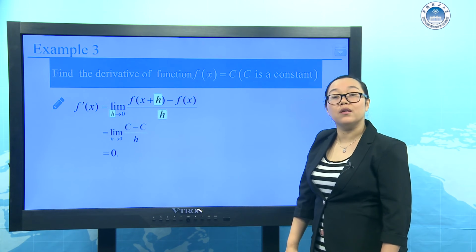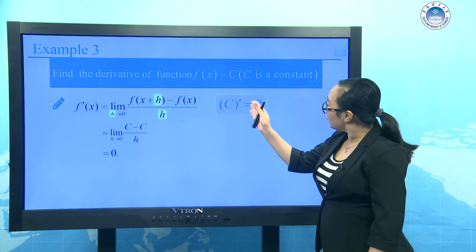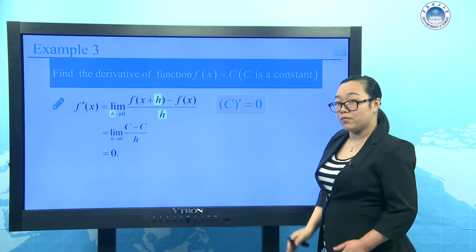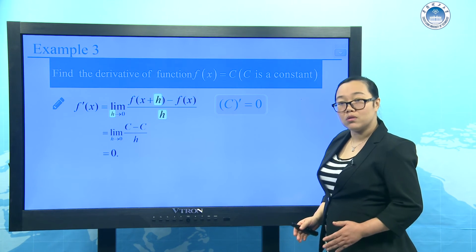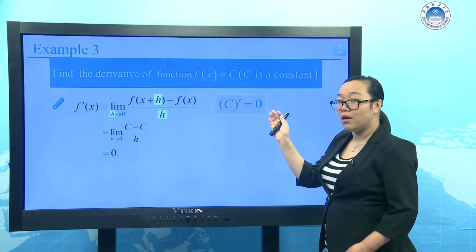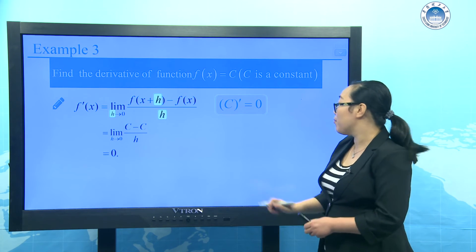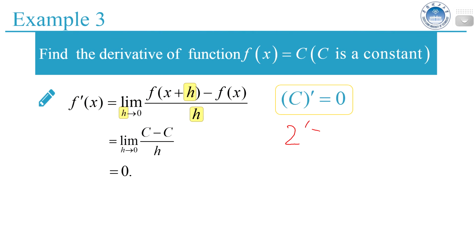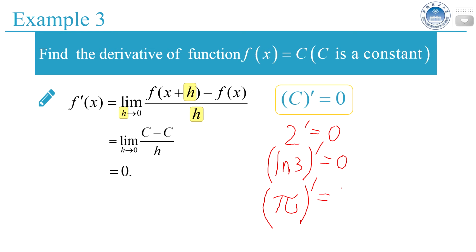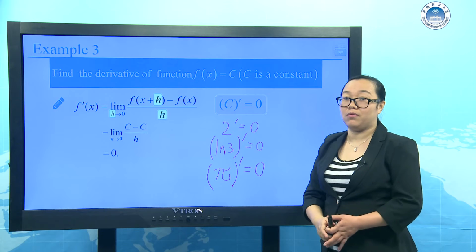f prime x equals 0. So this means c prime equals 0. It's very useful in the future study. Any constant's corresponding derivative equals 0. This means 2 prime equals 0. This means 3 prime, why? Because 3 is a constant. The constant prime equals 0. How about pi? Pi is a constant. Pi prime equals 0. Why? Because our result, any c prime equals 0.